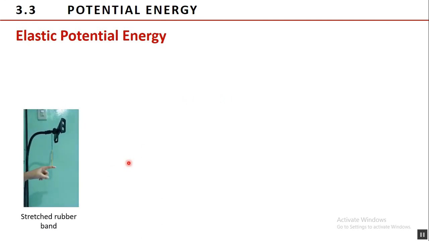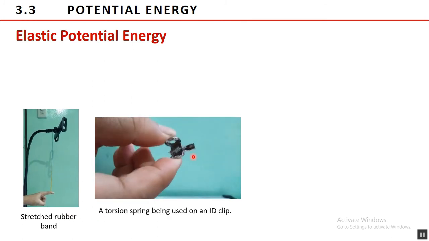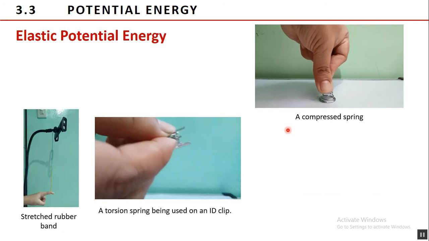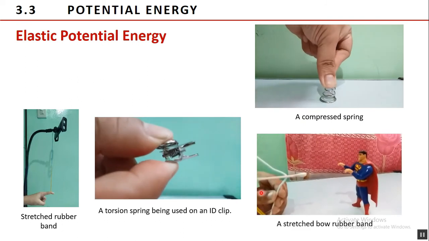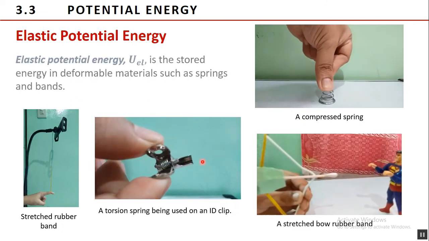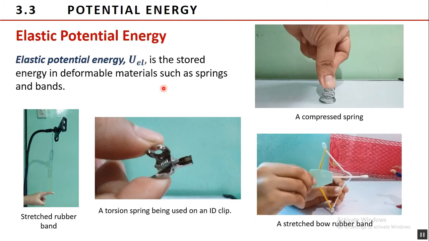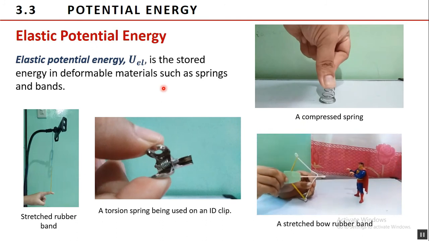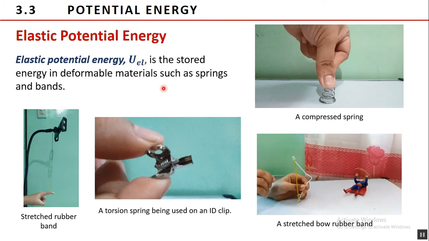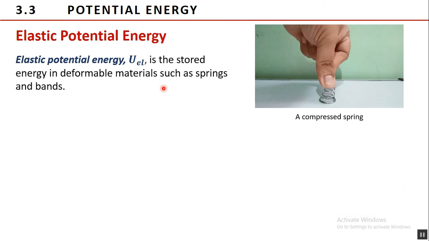Potential energy is also involved in deformable materials such as springs and bands. A stretched rubber band, a wound-up torsion spring, a compressed spring, and a stretched bow have a form of stored energy called elastic potential energy. This form of energy can also produce work. In this section, we will focus our discussion on the property of an ideal spring.